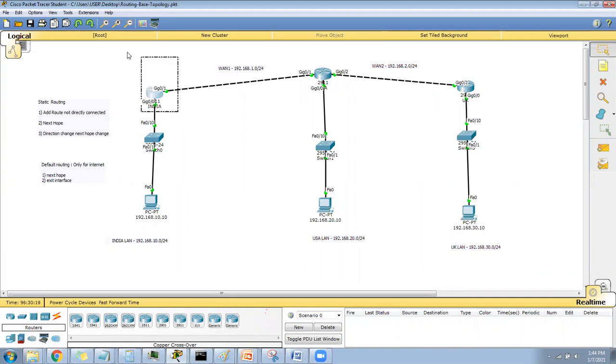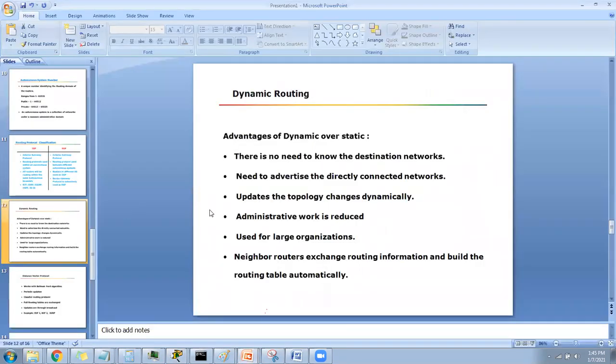What is the directly connected network to India? This one and this one. So you just need to advertise that in the self router. You just need to self-advertise. That's it. You need not know about the destination and all. Okay, we will see in the lab. You will understand. You need only advertise the directly connected network.